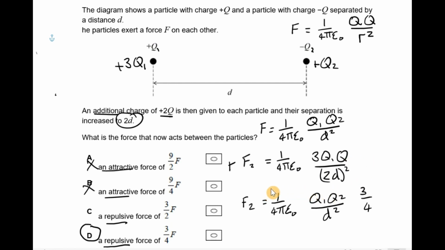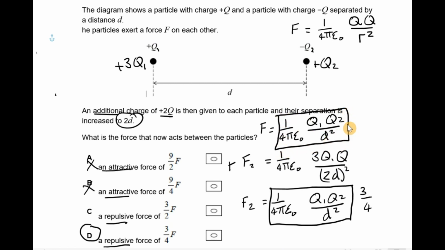Now, the reason I've written it in this way is to show you that this is exactly the same as this, and that is equal to F. So I can substitute F in here, and I can say that this new force is going to be equal to F multiplied by 3/4. And there we have it. Answer D, F multiplied by 3/4.